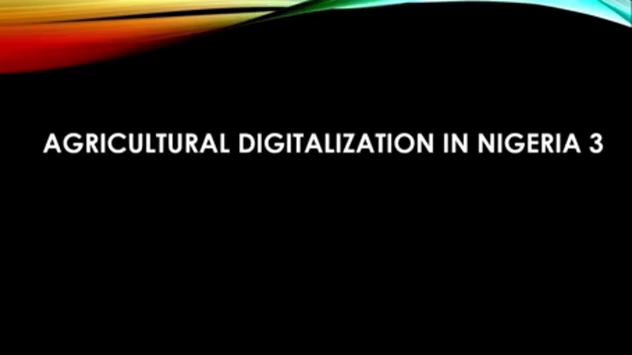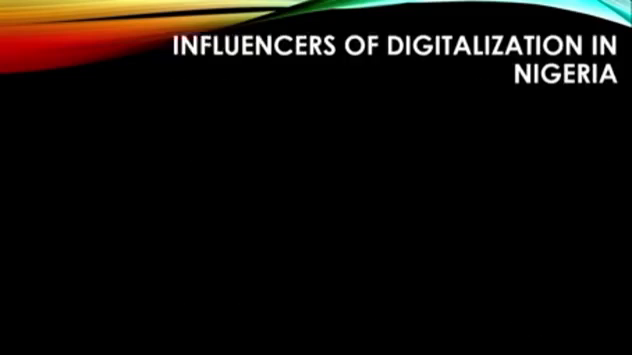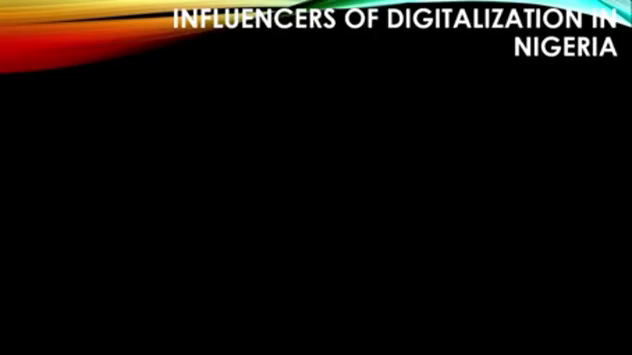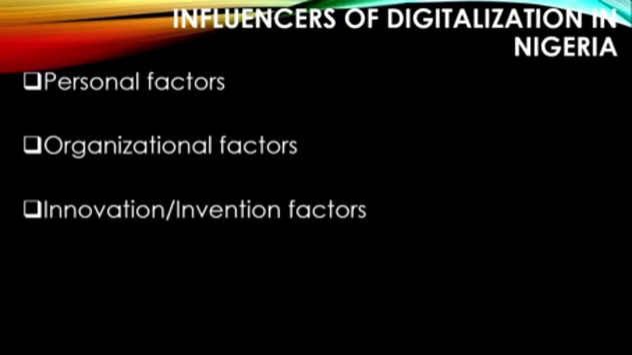Recall that we are using the digitization of the agricultural sector in Nigeria as a model to guide us on how to go about systematic reviews. Herein, we want to identify the influences of digitization in Nigeria. It was part of the objectives that we set out to do in our previous course. We identify these factors to include personal factors, organizational factors, and innovation or invention factors.